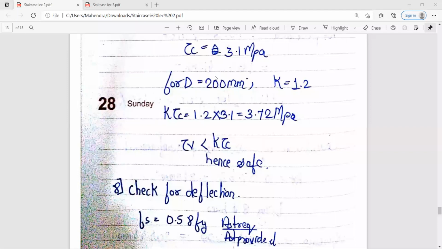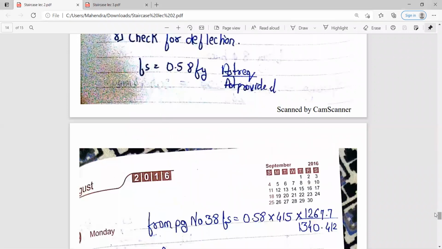Already half of the step we had done in the earlier lecture, but since many of the students were not there, so I've repeated the step number 7. Now the last step for the second problem of the staircase is check for deflection.